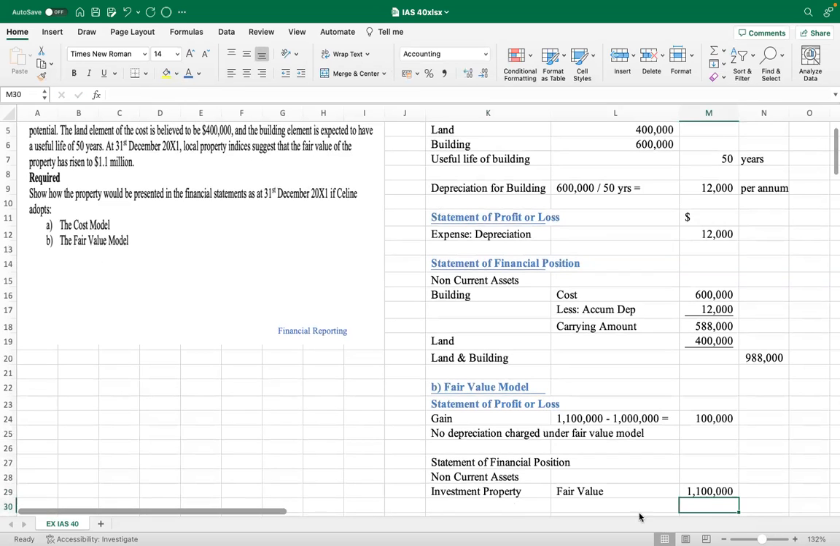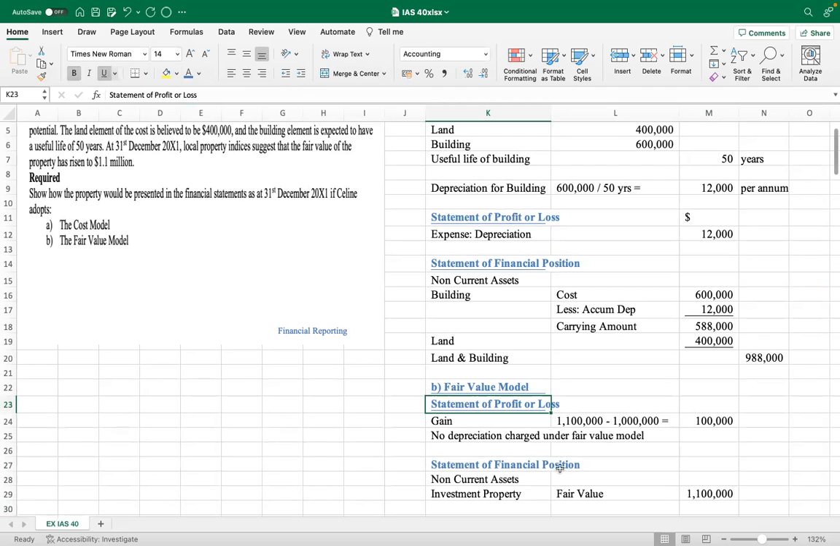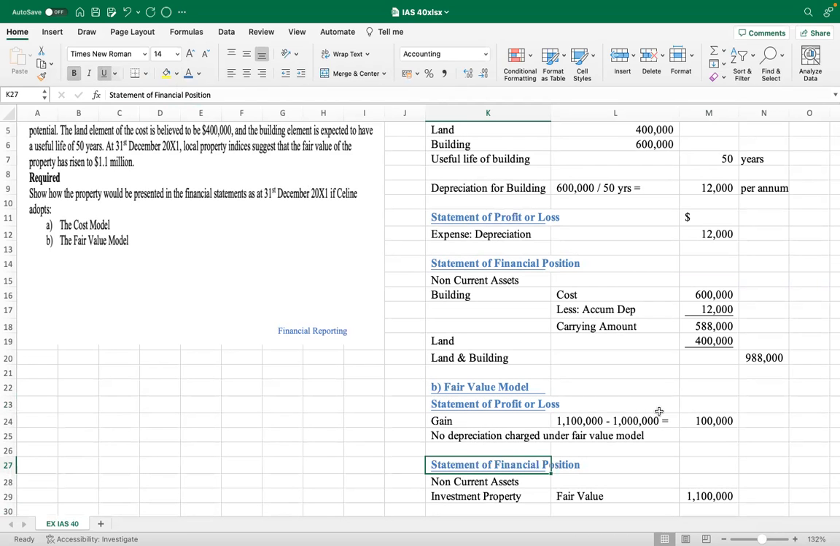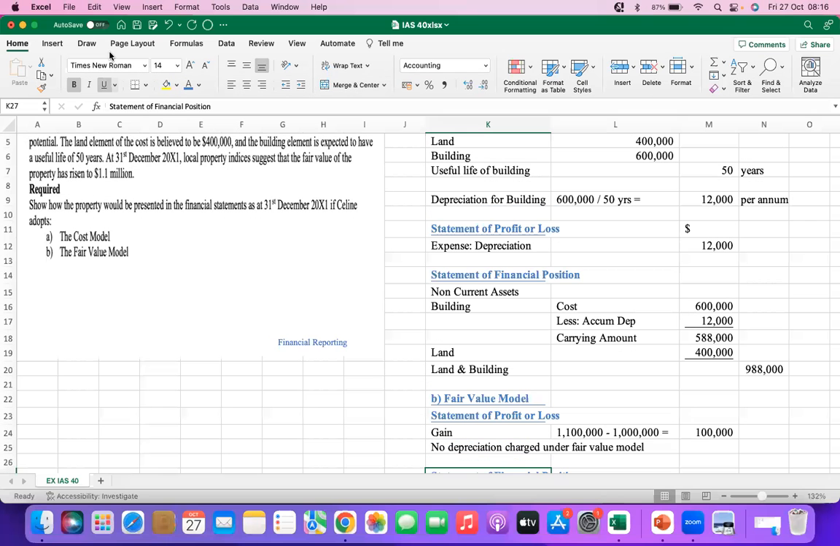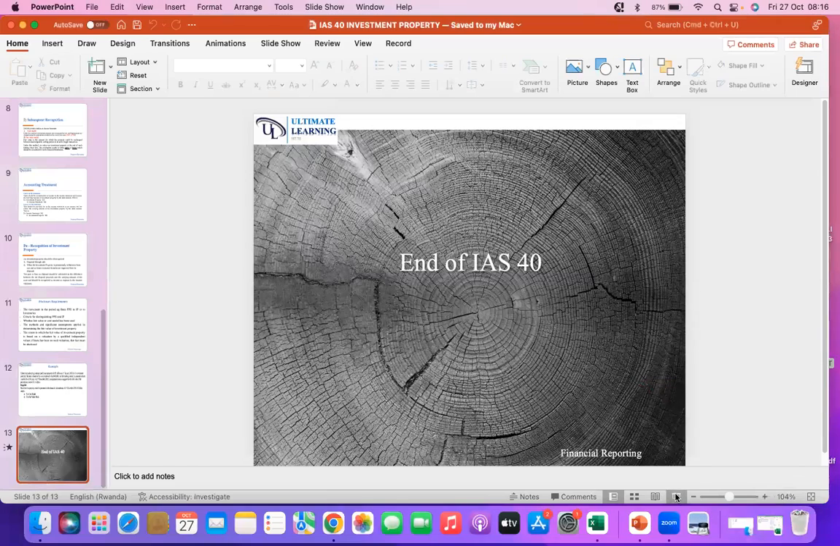In conclusion, what are we saying? Under the fair value method, we calculate the fair value at the end of each year. So that is under the fair value method. Under the cost model, we have the cost and we deduct the depreciation. But remember, land is never depreciated. It is only building that is depreciated. So it's only building that is normally depreciated.